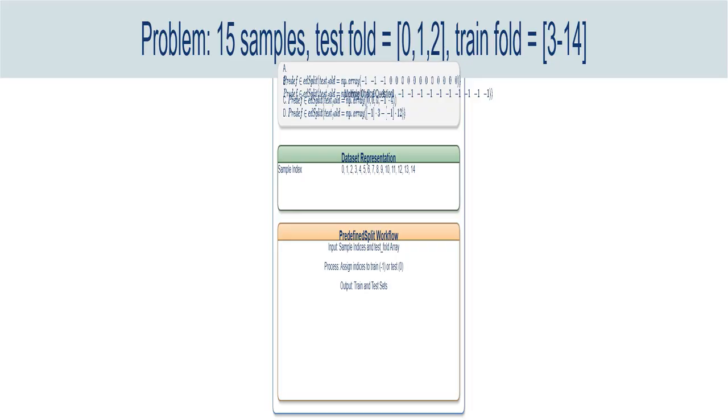This problem describes a scenario where you have 15 data samples. I want you to use scikit-learn's PredefinedSplit to divide these samples into a test set and a training set. The test set should include samples 0, 1, and 2, while the training set should contain the rest, samples 3 through 14. Think of it like preparing for an exam. I'm giving you some practice problems, training set, and some problems for your final exam, test set.